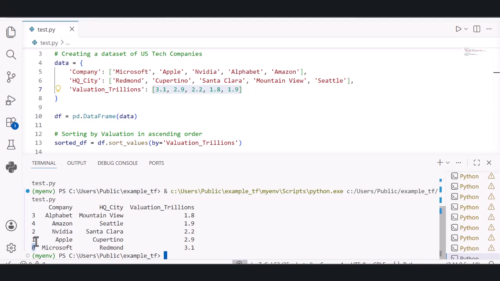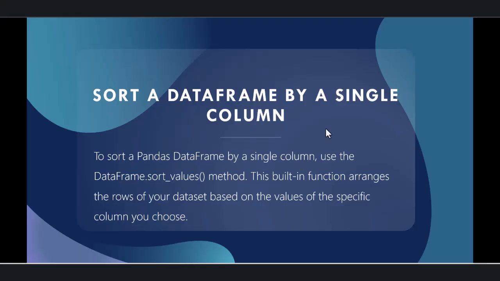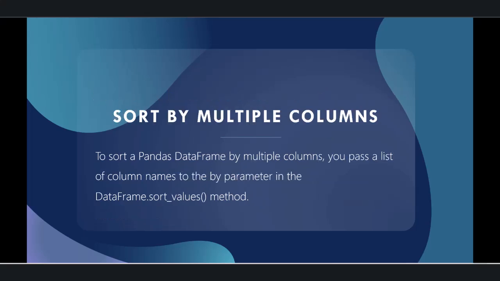This is in the 0th position, first, second. Here is the third and then fourth. The main order depends on valuation column. This is how we sorted data frame by a single column. I hope you understood this method. Let's see second method, that is sort by multiple columns.